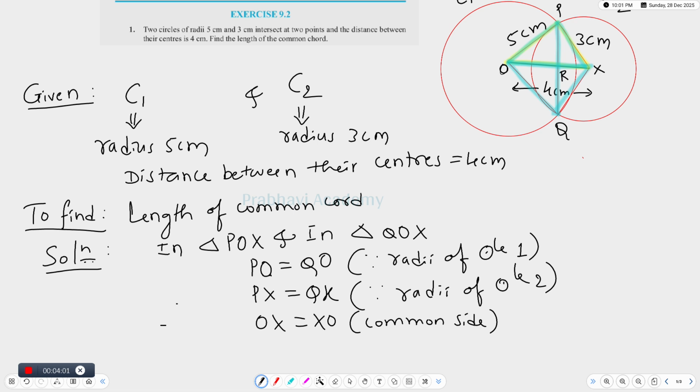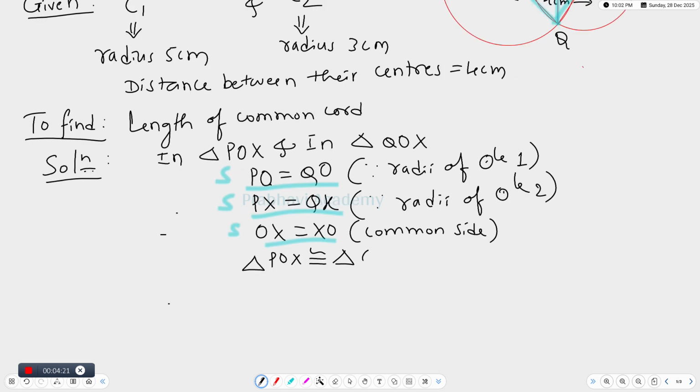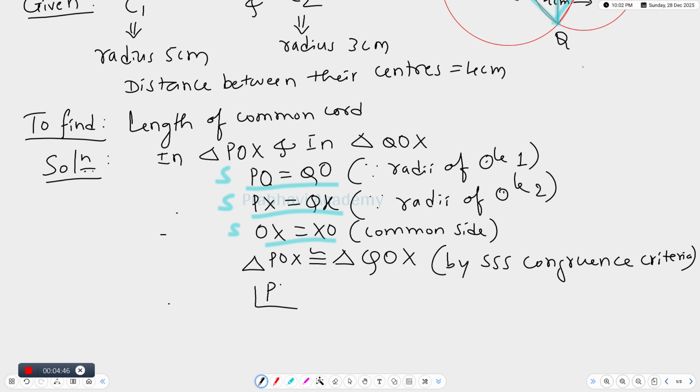for both these triangles. So by SSS congruency criteria, the triangle POX and QOX are congruent by SSS congruency criteria, and here you can say angle POX is equal to angle QOX because corresponding parts of congruent triangles, CPCT.